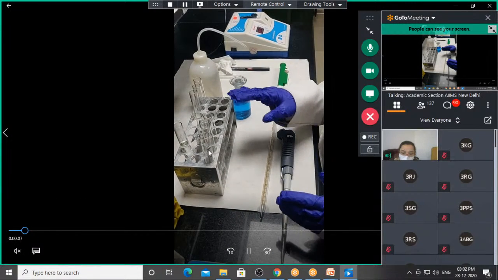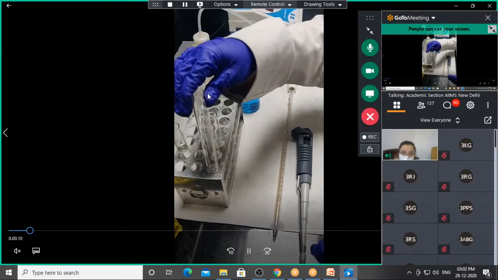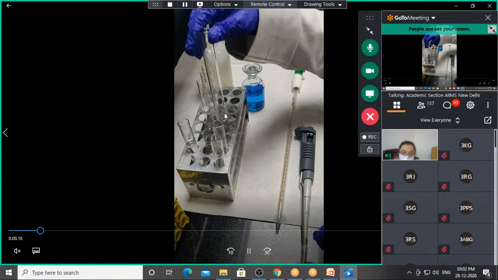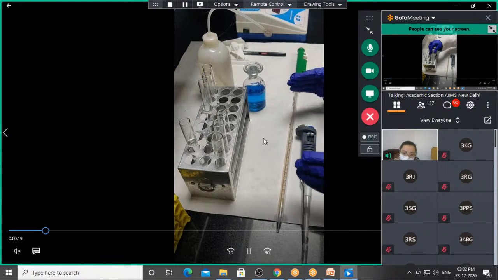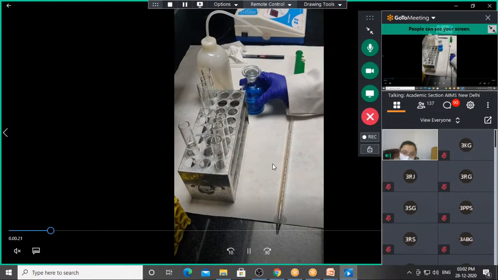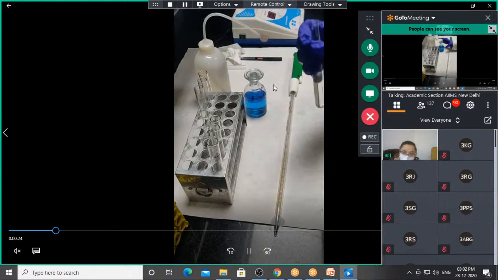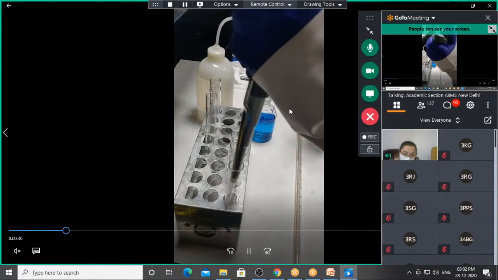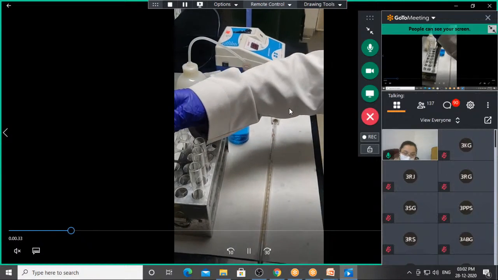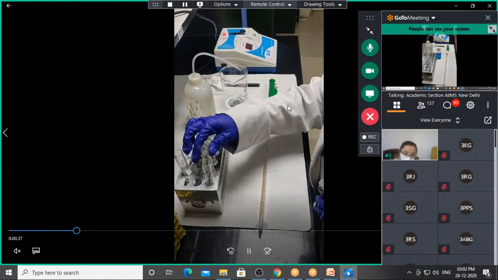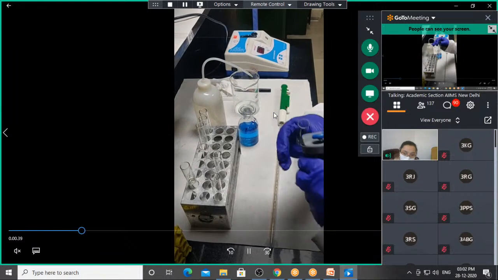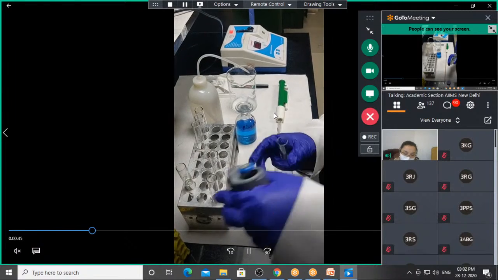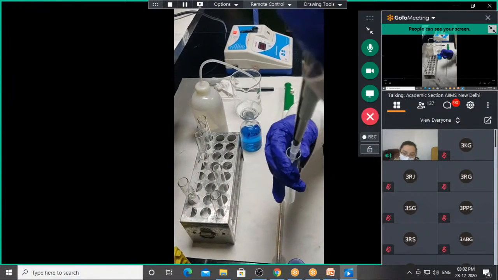First I have labeled all these tubes. First is blank, then this is standard, and the third one is labeled as test. Then I have to add 0.1 ml of test and distilled water. So the distilled water I have taken in this test tube, and I will add 0.1 ml of distilled water in the blank, and then I will discard the tip and add 0.1 ml of standard solution in the standard.